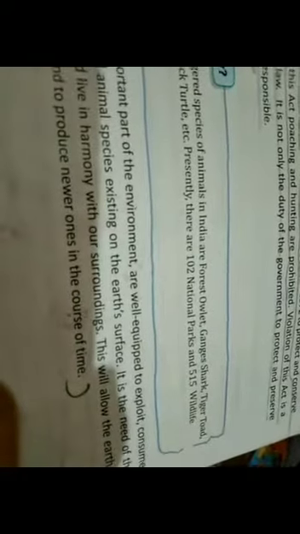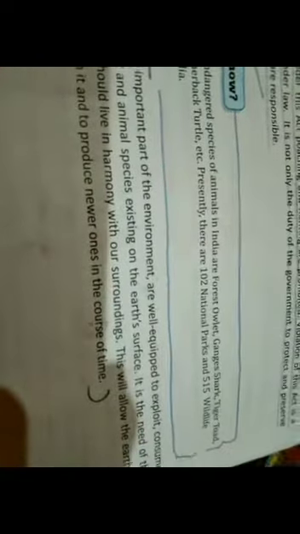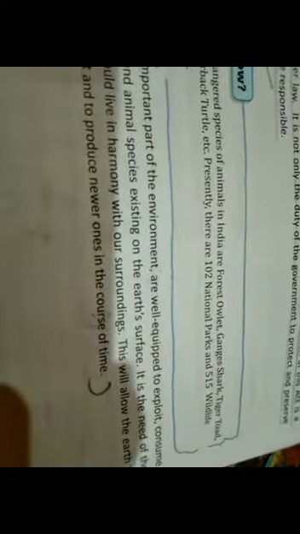Forest owlet, Ganges shark, tiger toad, flying frog, leatherback turtle, etc. Presently, there are 102 national parks and 515 wildlife sanctuaries in India. In the next chapters, maybe we will study about these national parks and wildlife sanctuaries.